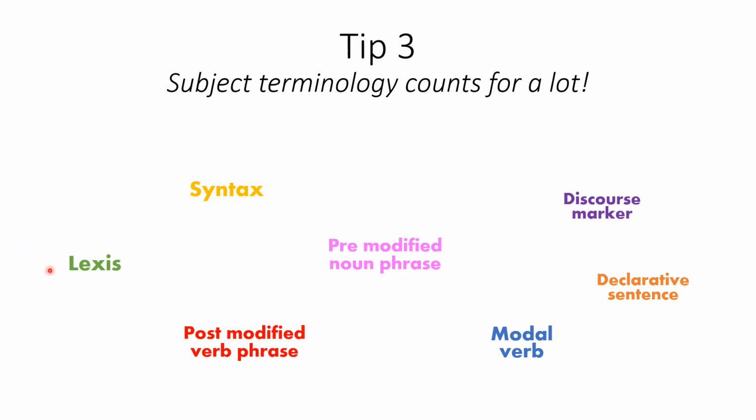For example, lexis just means the words used. Syntax is the order of the words, so this is particularly useful if a speaker or writer has ordered their language in an unusual way, and you can make a comment about this. Then we have post-modified and pre-modified noun and verb phrases, which essentially just means you're looking for the main word in a sentence, and if it is a verb or a noun, you're then looking for if any describing words have been put before or after it, which would make it a post or pre-modified phrase, and what you can say about this language choice.